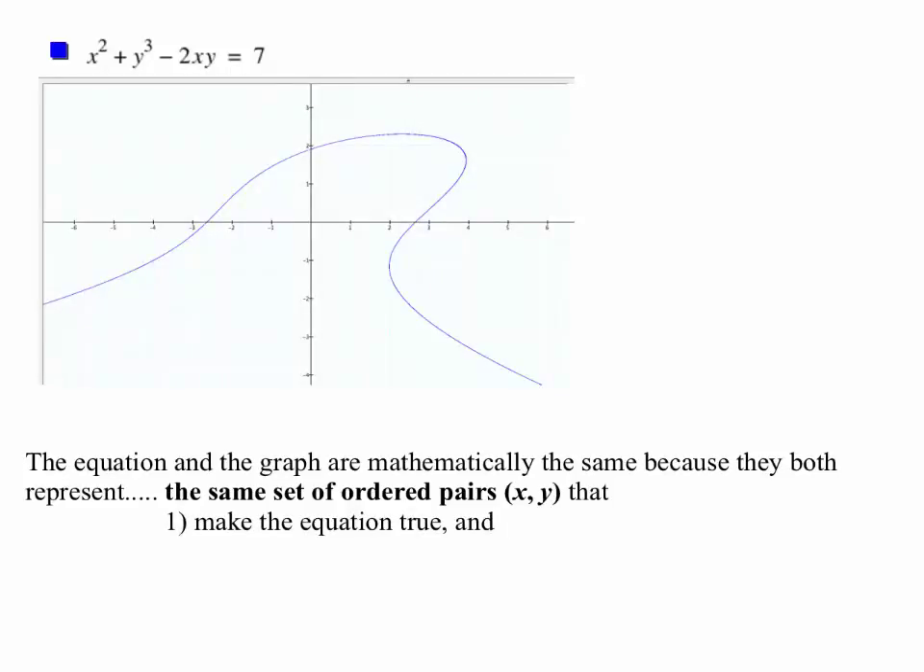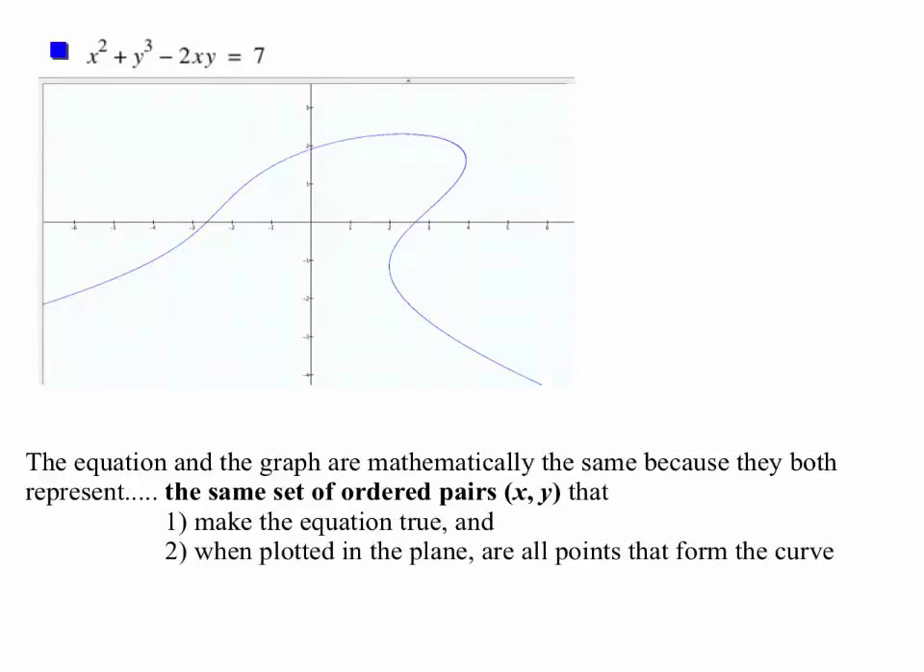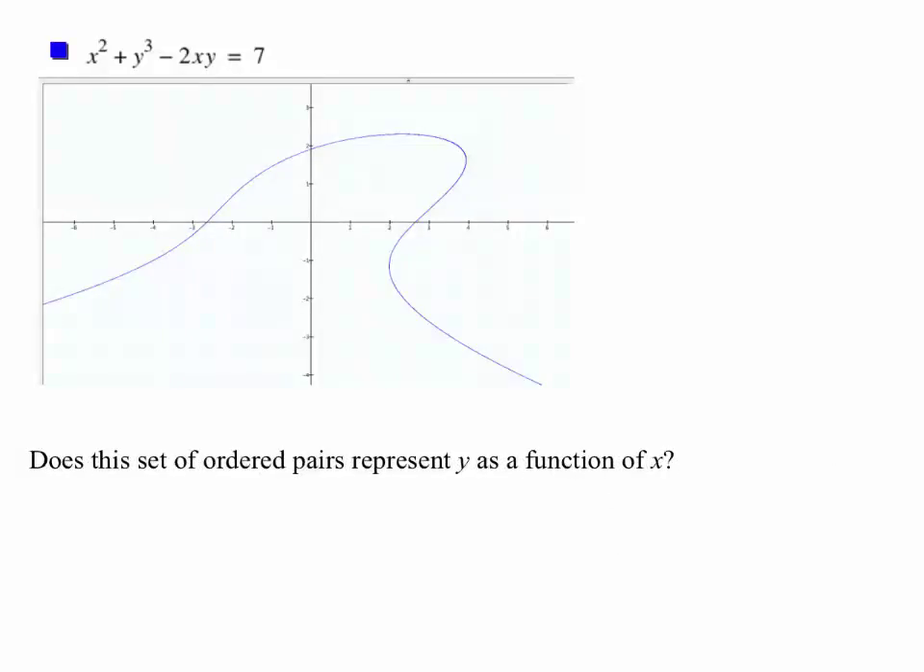And how does that set of ordered pairs then relate to the displayed graph? That's the easy one, right? Well, you're looking at all those points. When plotted in the plane, they are all the points that form the curve. Okay, does the set of ordered pairs represent y as a function of x? Yes or no? No. Why not?